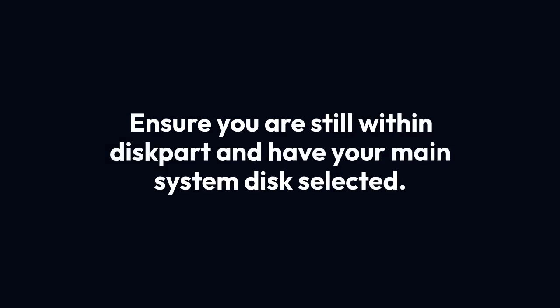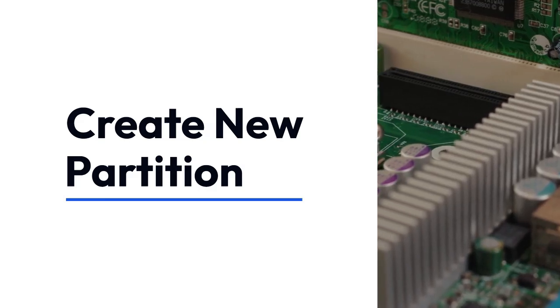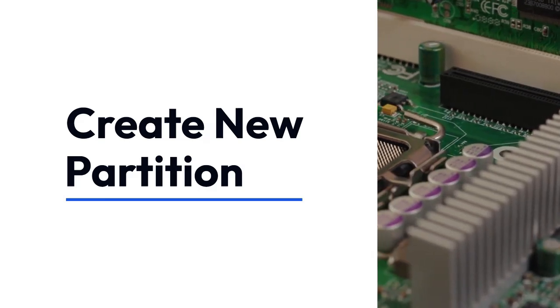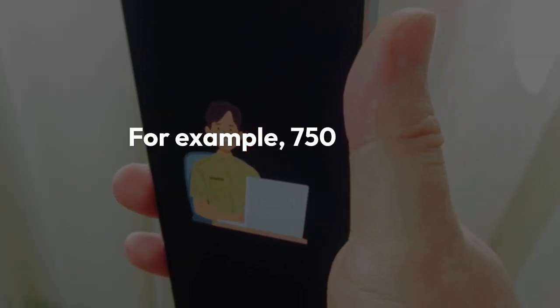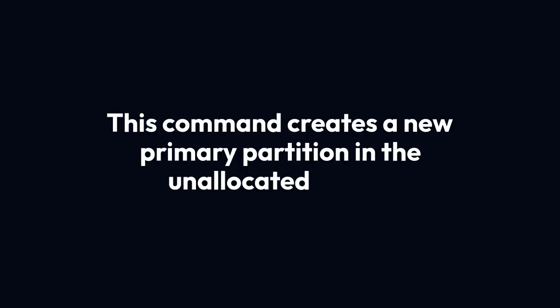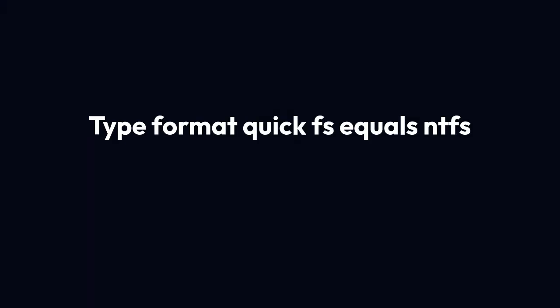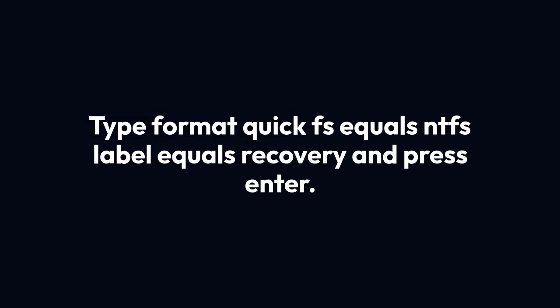Ensure you are still within diskpart and have your main system disk selected. Type create partition primary size=1024, or whatever size you decided, for example, 750 for 750 megabytes, and press Enter. This command creates a new primary partition in the unallocated space. Next, we need to format it. Type format quick fs=ntfs label=recovery and press Enter.